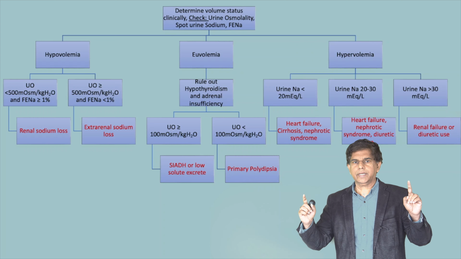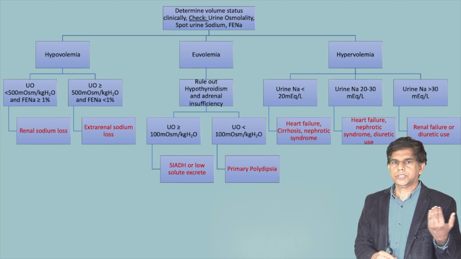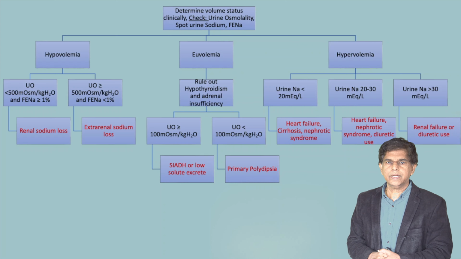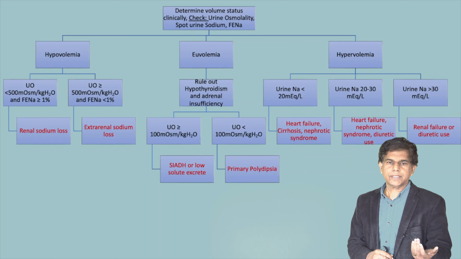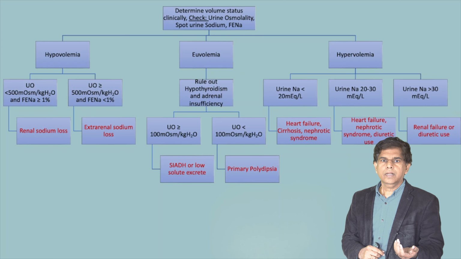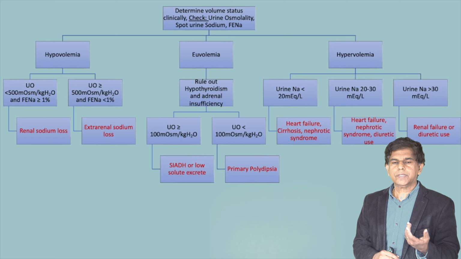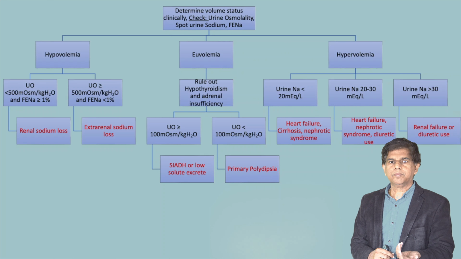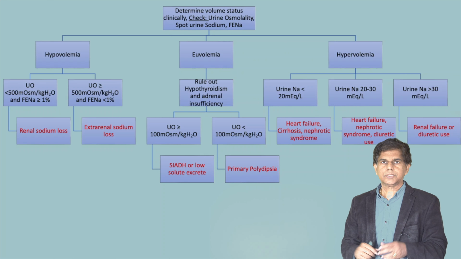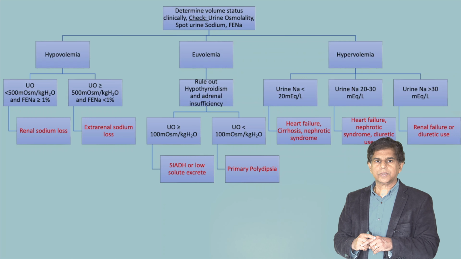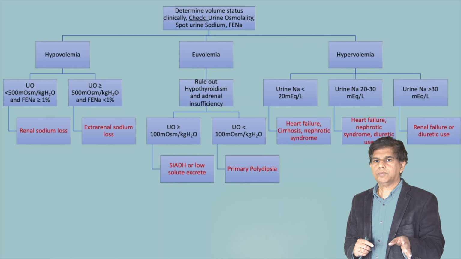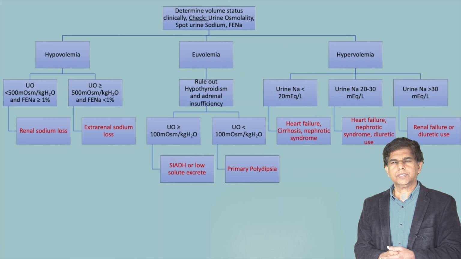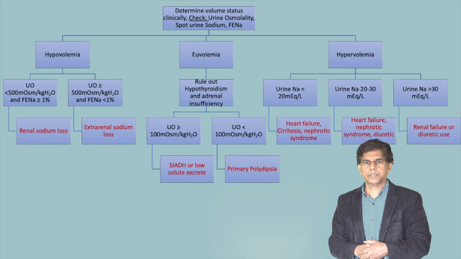Now, when you look at euvolemia, anytime I say euvolemic hyponatremia, think that the most common cause is SIADH, okay? Rule out hypothyroidism and adrenal insufficiency. If the urine osmolarity is greater than 100, then you can say SIADH. If the urine osmolarity is less than 100, then you have to think about primary polydipsia also, okay? Just remember, in euvolemia, urine osmolarity greater than 100, think about SIADH. If it's less than 100, think about primary polydipsia. Sometimes it's good to know the most common cause.